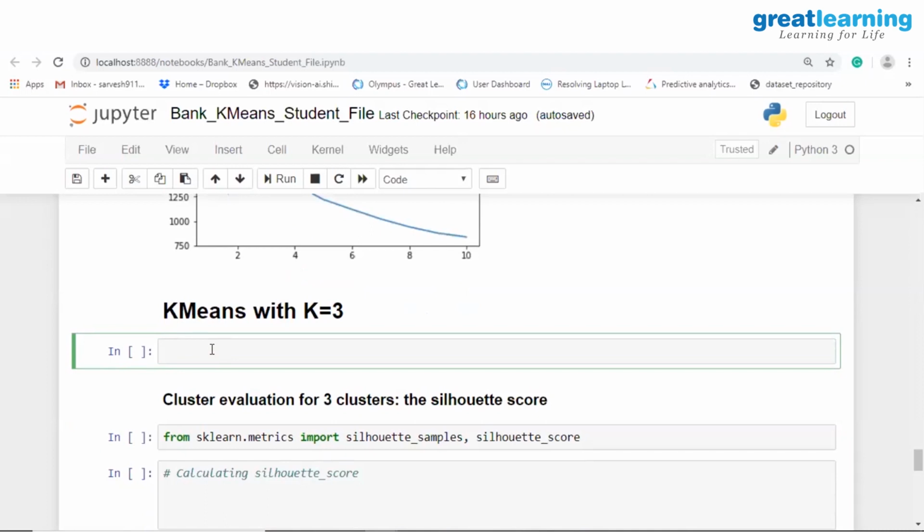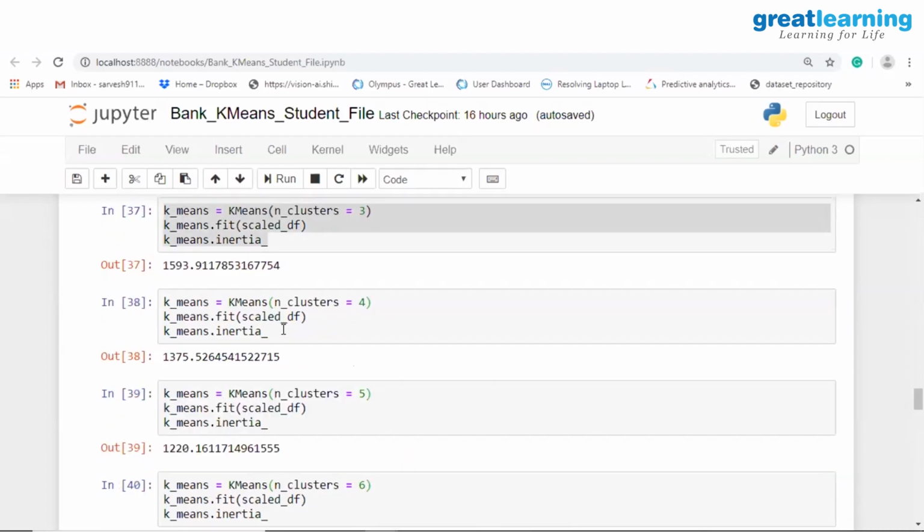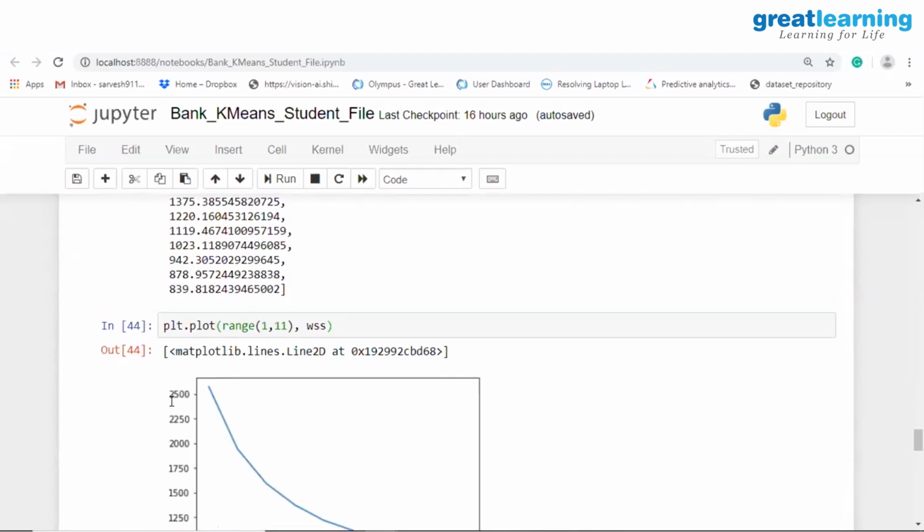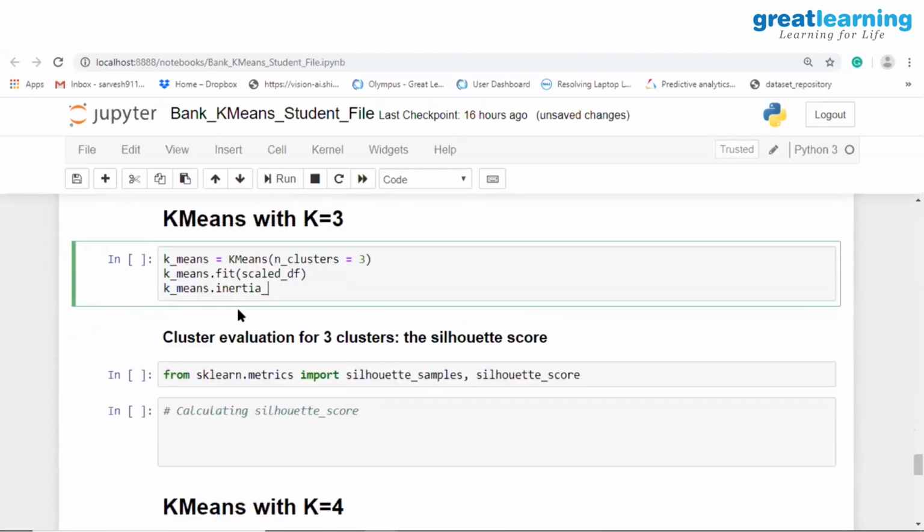Now I want to take the labels out of it. How do I take the labels out of it? Where is that K means with K equal to 3? So let me take this thing. K means with the cluster equal to 3. I do not want to know the inertia value right now. I want to know the labels.